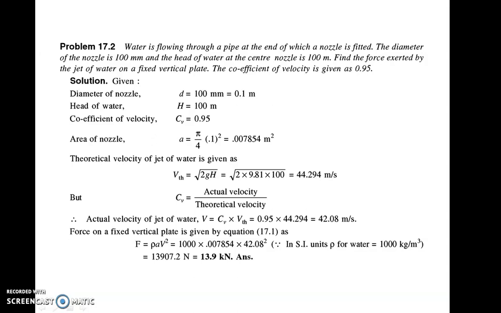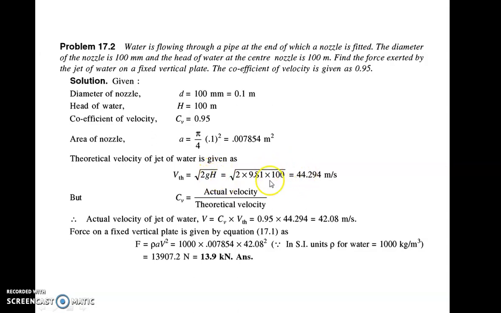What do you mean by this capital H? Now we know that in case of a dam, the potential energy is converted into kinetic energy. So you know the relation between the velocity and the head. So here the velocity can be found as square root of 2gh, where h is the head of the water above the center of the nozzle.